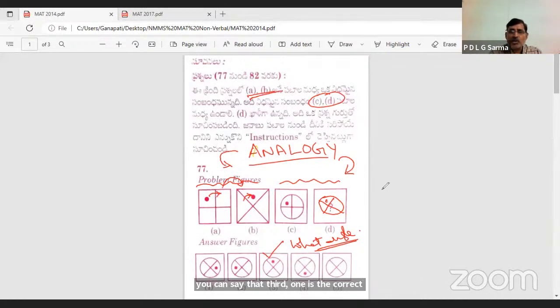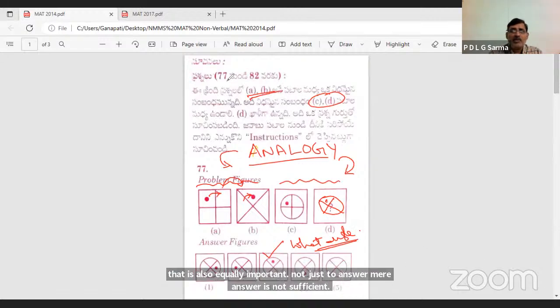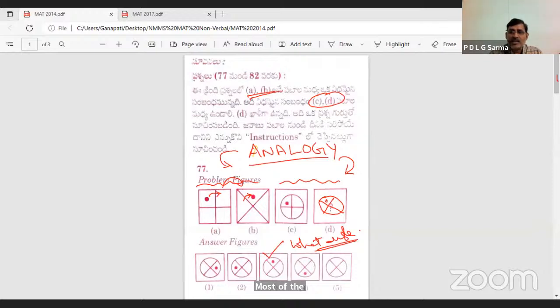Good. Almost all of you already identified the correct answer. The only thing is that simultaneously you have to give me the explanation why you are choosing a particular answer, right? That is also equally important. Not just the answer, a mere answer is not sufficient. Most of the times, we also have to say why we are reaching that answer. Okay. Now let us go for the next one.